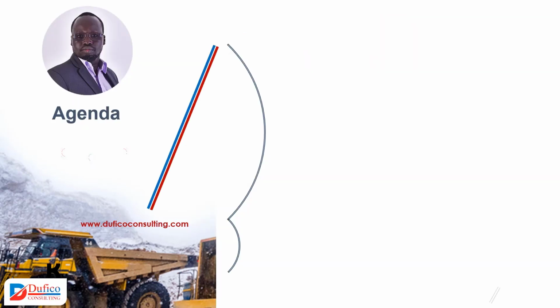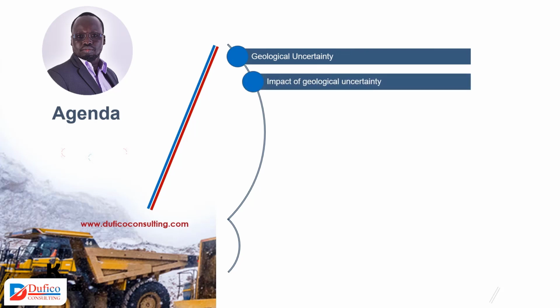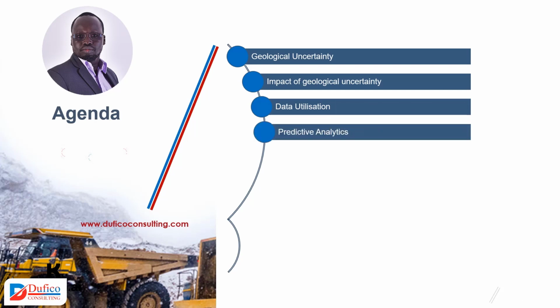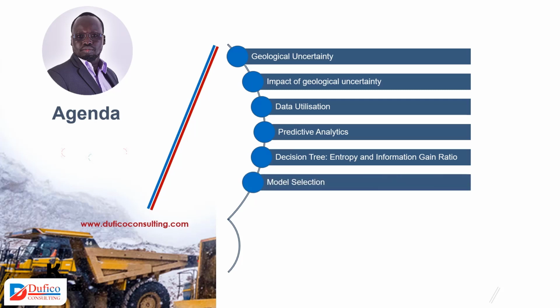Now, let's look into it. What are we going to talk about? When we talk about the application of analytics in mining, we'll be looking at geological uncertainty, the impact of geological uncertainty, and the way we use data to estimate uncertainty in a predictive way, which we call predictive analytics. And we will use some algorithms, particularly the decision tree, the concept of entropy and gain.